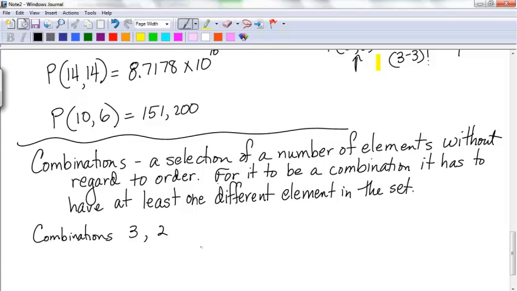If I wrote them out, here's my 3 elements, A, B, C. AB is a combination. BA is not another combination. There has to be at least one different element in the set. So AC would be a combination, and BC would be a combination. There are only 3 combinations.